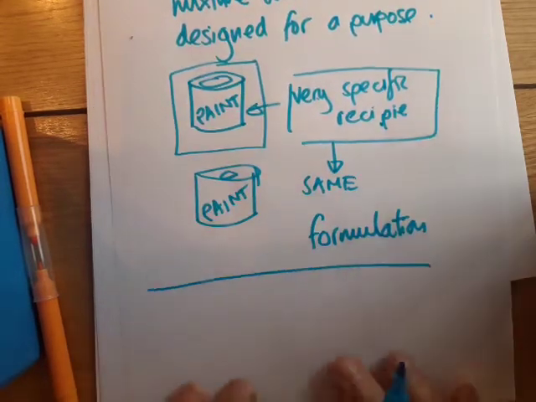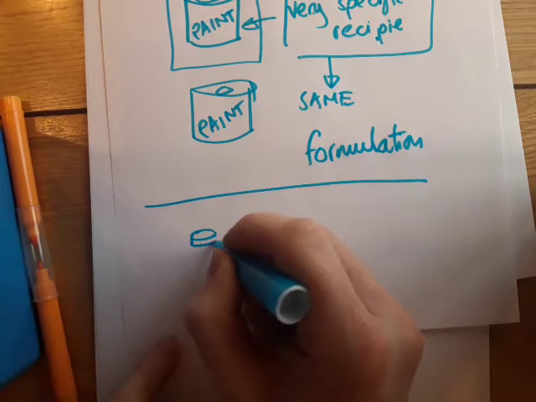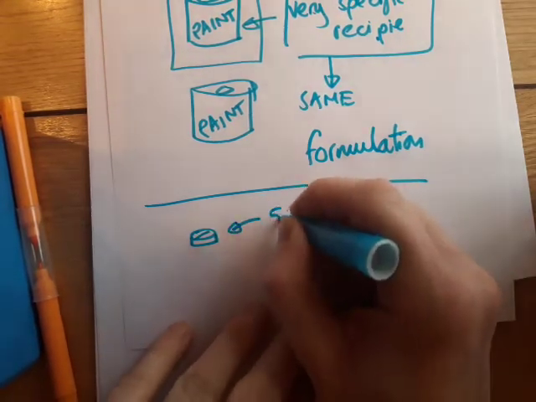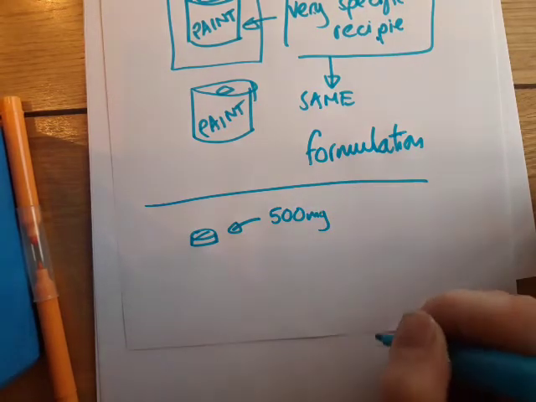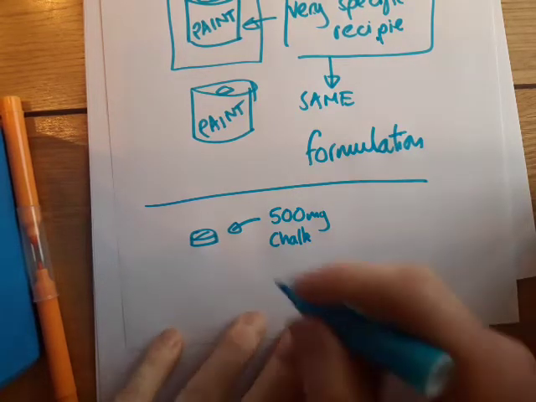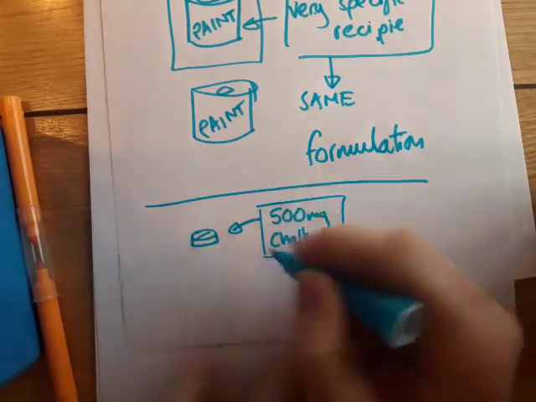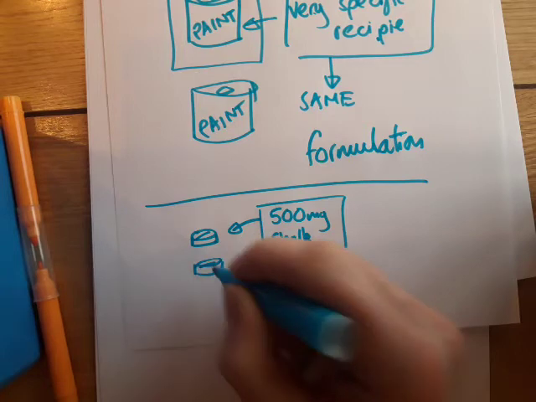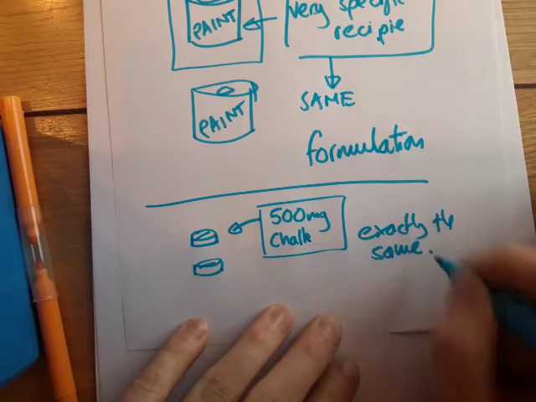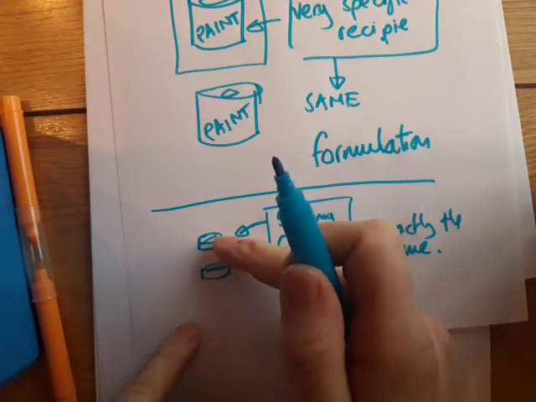So we see formulations all over the place. If you take a little paracetamol tablet for a headache, typically paracetamol tablets have got about 500 milligrams of paracetamol in. They've got a little bit of chalk in, which is designed to dissolve in your stomach, and they've got some other stuff. But the point is that you trust that every single paracetamol tablet that you eat is exactly the same. So there is a factory that makes paracetamol tablets and they use the same recipe.